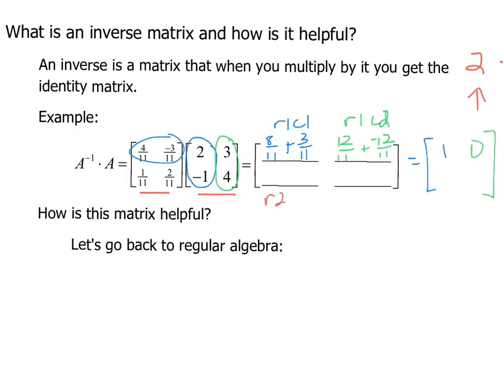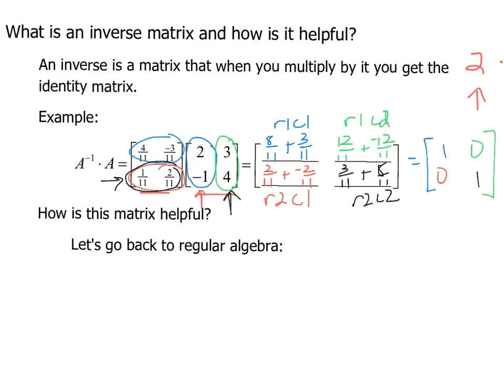that's going to be 0. Row 2, column 1, I'm going to take row 2 times column 1, so 1/11 times 2, that's 2/11, plus 2/11 times -1, that's -2/11, I end up with 0. And then finally, row 2, column 2, taking this row times column 2, I'm going to have a 1/11 times 3, so that's 3/11, 2/11 times 4, that's 8/11, 3/11 plus 8/11 gives me 11/11, or 1.